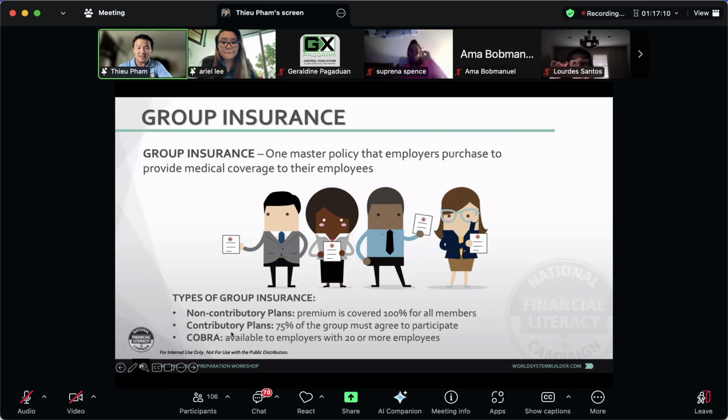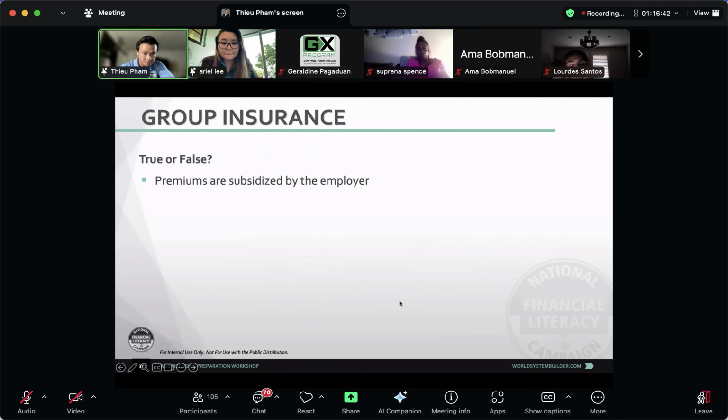So on the test, make sure you understand the difference between these two plans, non-contributory and contributory. When you hear the word contributory, meaning you are required to contribute 75%. Okay, just so that you remember. Non-contributory automatically covers everybody anyway. Why would employers do this? It might be cheaper, right? Because if they do non-contributory plans, they have to pay more because the employer is the one putting money in. So that's why they cover all members.